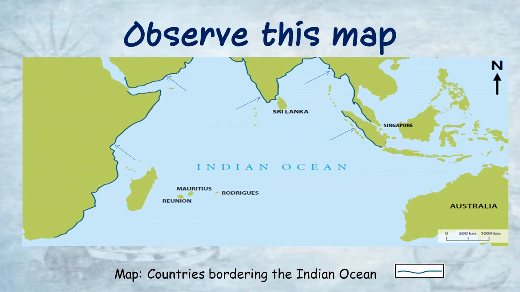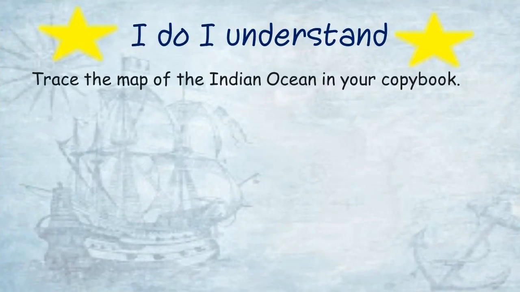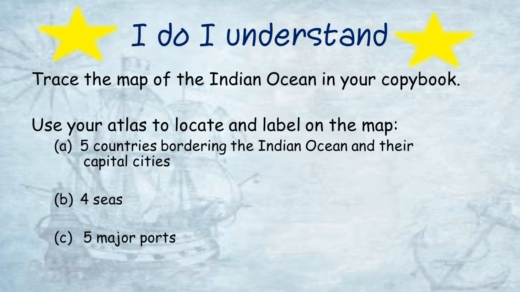Observe this map. Can you see the countries that have their coastlines along the Indian Ocean? These countries are referred to as the countries bordering the Indian Ocean. Let's carry out an activity. In your copybook, trace the map of the Indian Ocean and use your atlas to locate and label on the map, firstly, 5 countries bordering the Indian Ocean and their capital cities, secondly, 4 seas, and thirdly, 5 major ports.